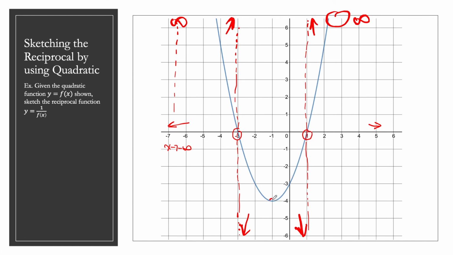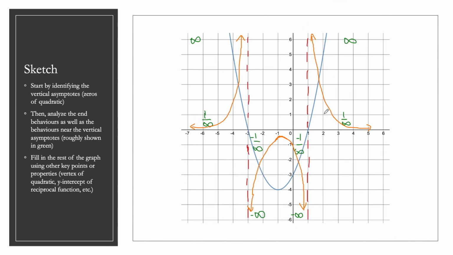We can also quickly figure out where the vertex will be moved to. So the vertex of the quadratic is (-1, -4), which will then get moved to (-1, -1/4). Piecing everything together, we get a graph that looks somewhat like this. So keep in mind that I used a digital marker while doing this, so it did not turn out the best, but this one right here is a lot better.